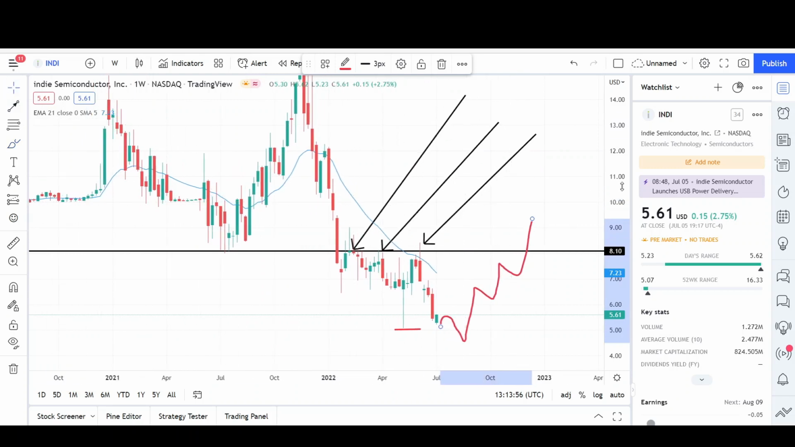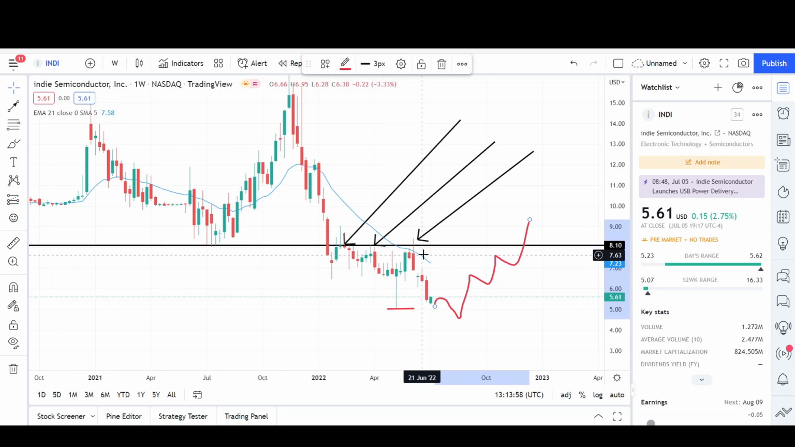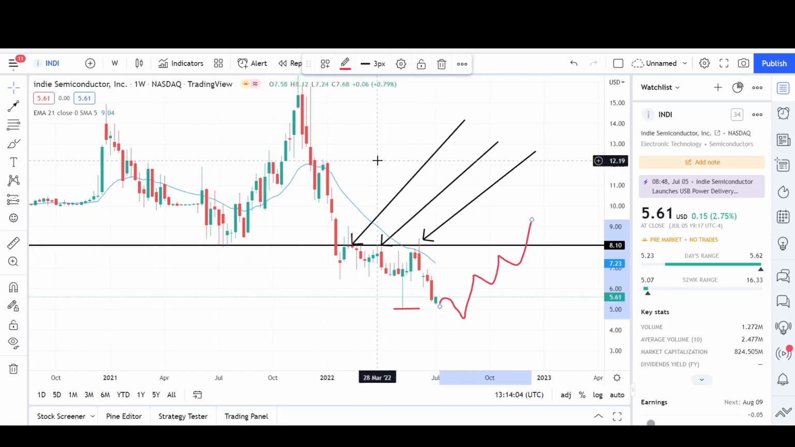And if I forgot to mention that also, you can see that we're still below the EMA, and we haven't even been above it yet. So really no confirmation of an uptrend either.